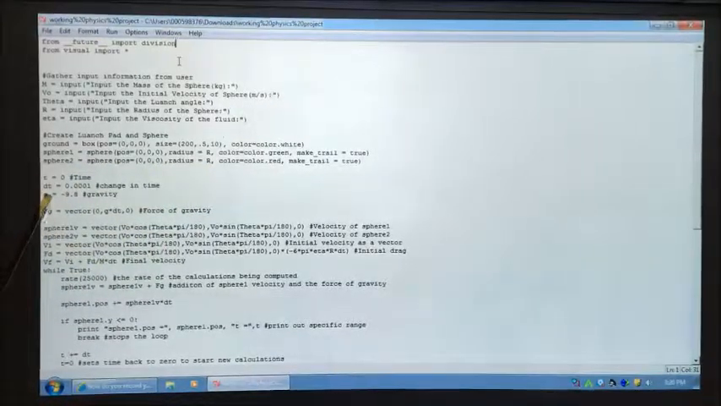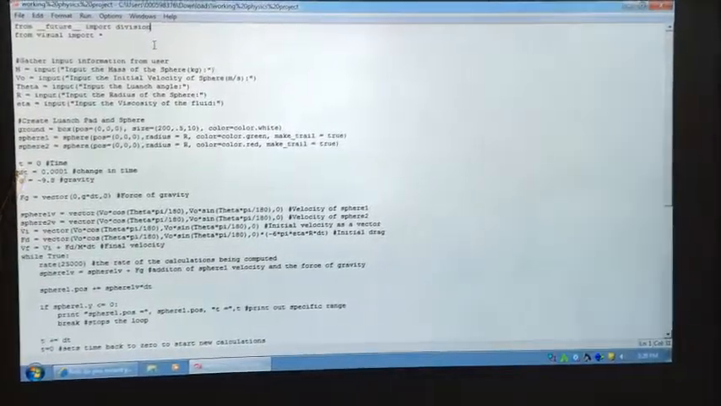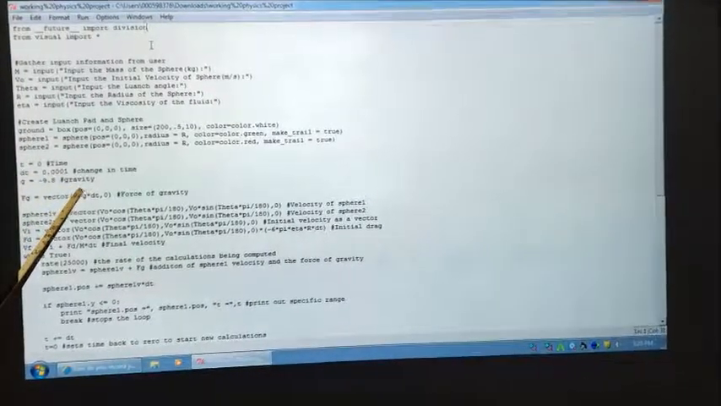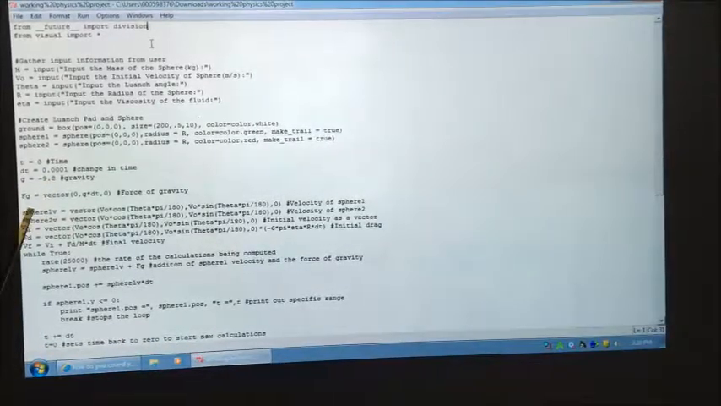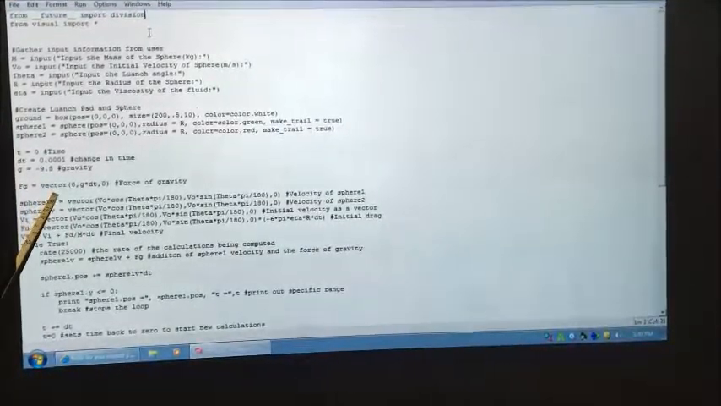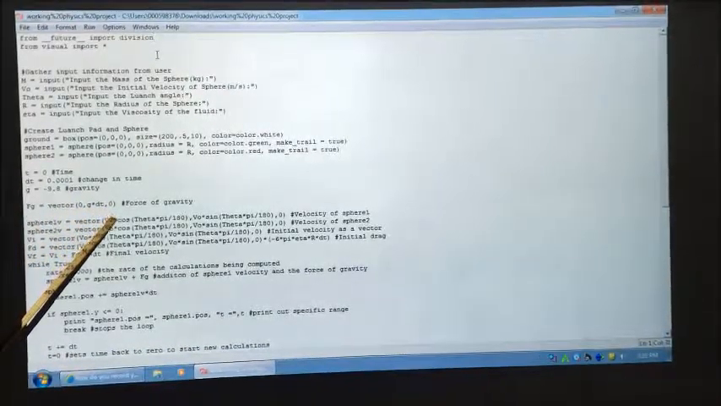In this section, we have the initial conditions. We have time equals 0. The change in time is 0.001. Then we have gravity as negative 9.8. And then we have here the force of gravity, which is the vector in vector notation, 0, g times z of t, 0.